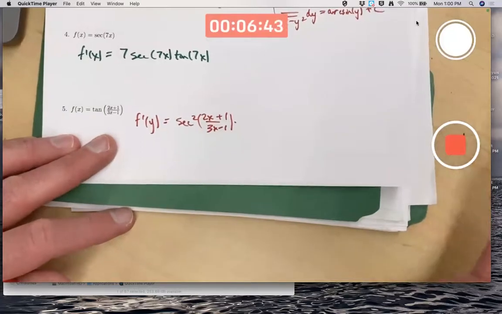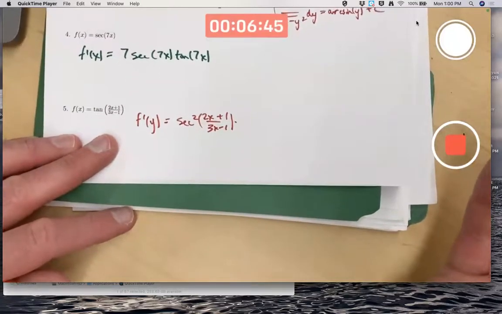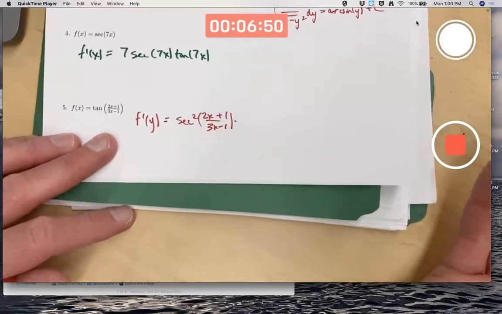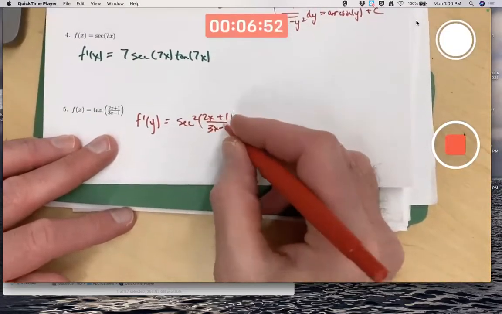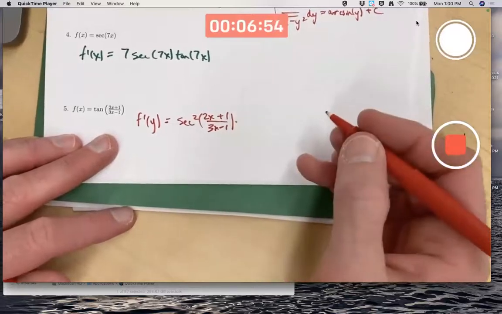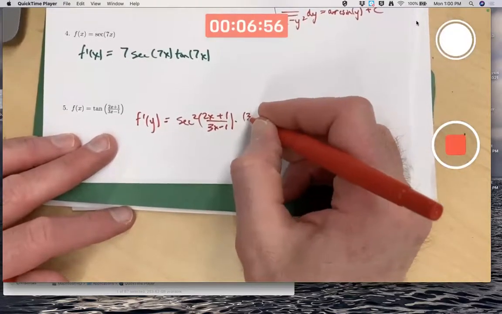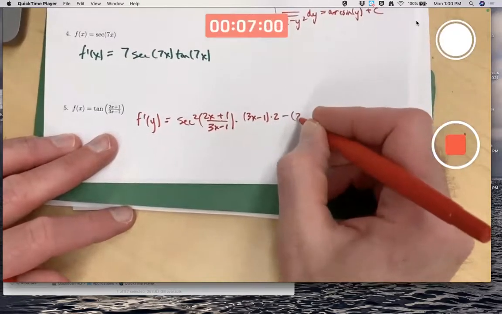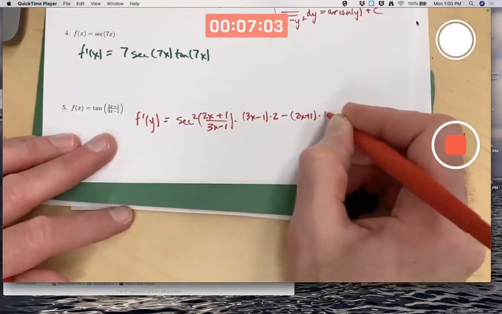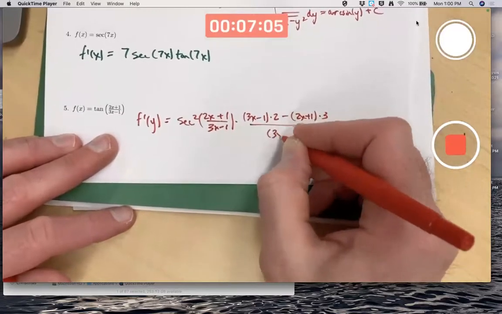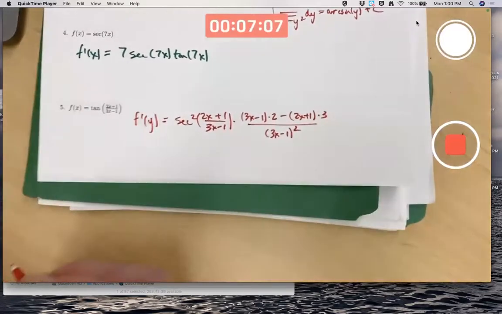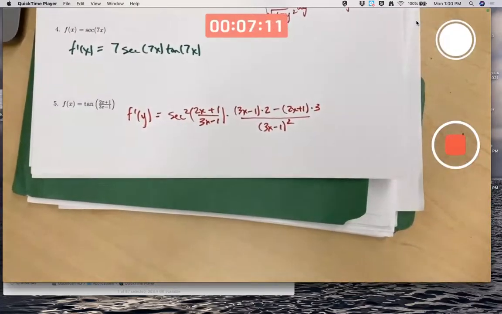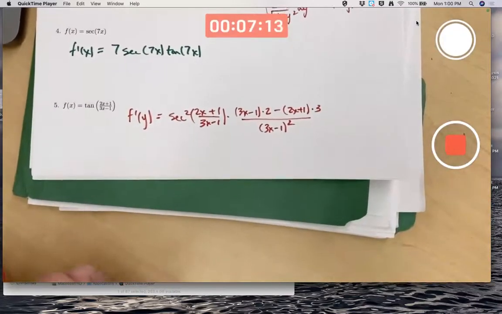It's always the same. I'm saying the exact same things over and over again. You've got to think about these kinds of things over and over again if you're going to remember them. But the inside is a quotient. I need the quotient rule. Low d high minus high d low over the square of what's below. Could simplify the top here, but you don't have to, and I'd recommend not bothering for the purposes of quizzes and gateways.